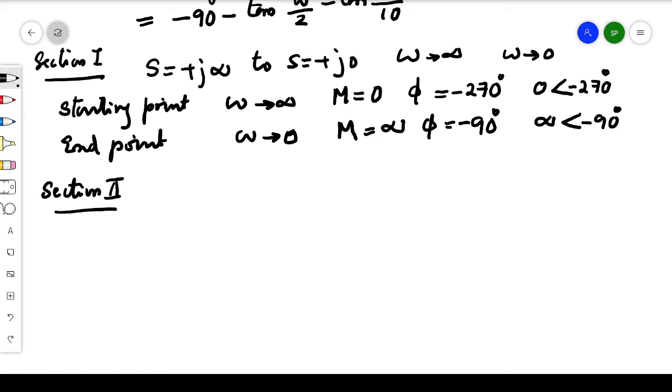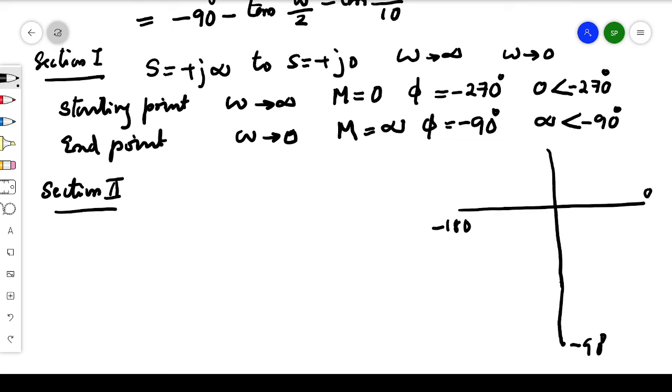Section 2. Okay, for section 1, if we want to draw the polar plot, let me draw it here. The starting point is magnitude 0 and angle -270. Minus angle we take in the clockwise direction, so here it is minus 90 degrees, here minus 180 degrees, here minus 270 degrees. So the starting point has magnitude 0 at angle -270, and the end point is infinite magnitude at angle minus 90.